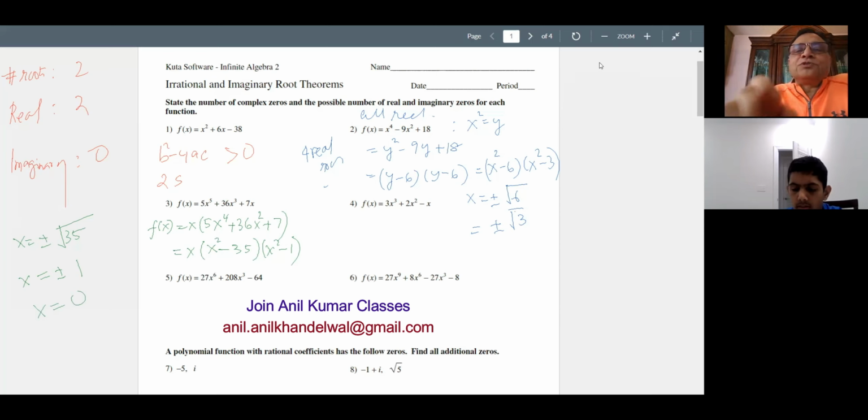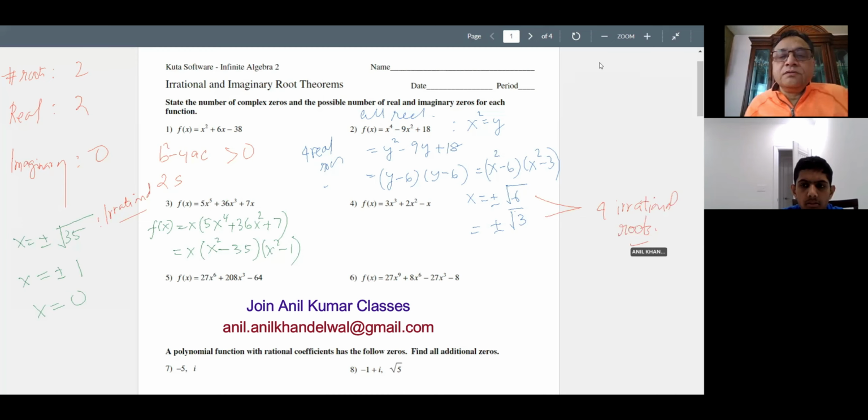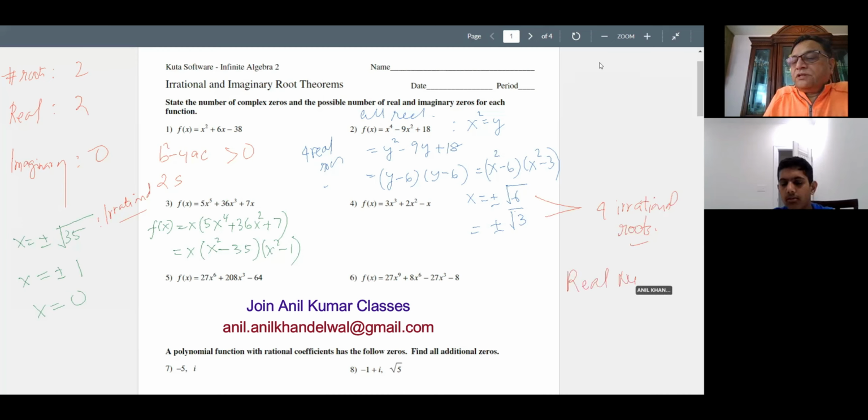How many irrational roots, tell me? 2 irrational. These 2 are irrational, square root 35. In the last example, we had 4 irrational roots. Irrational numbers are also real numbers. You understand what are real numbers, right? Real numbers include both rational and irrational.